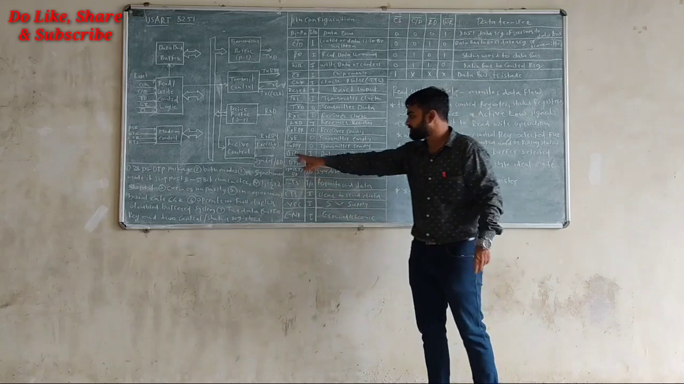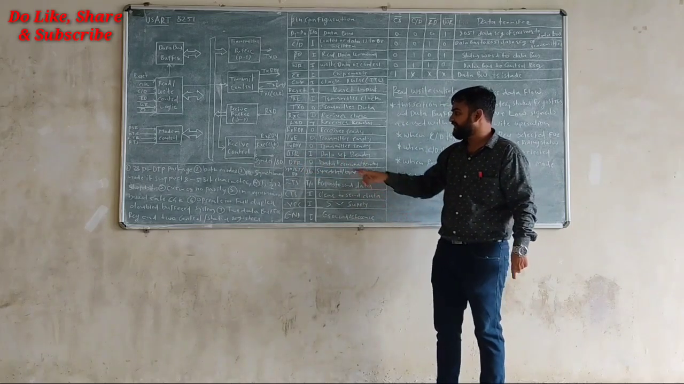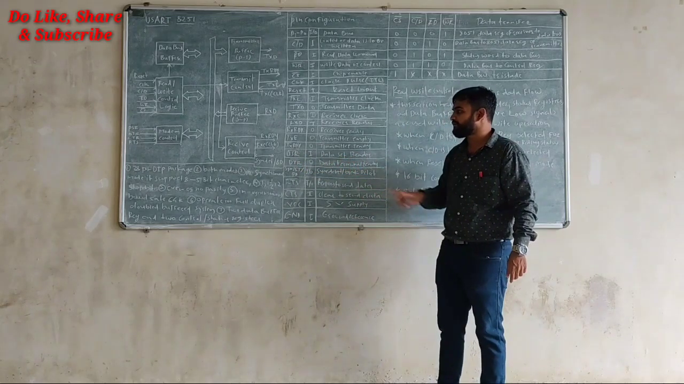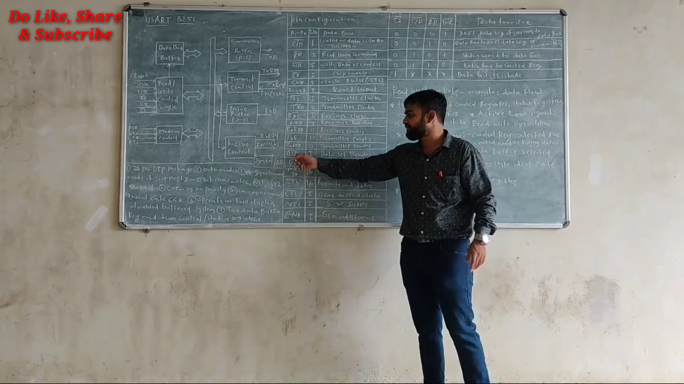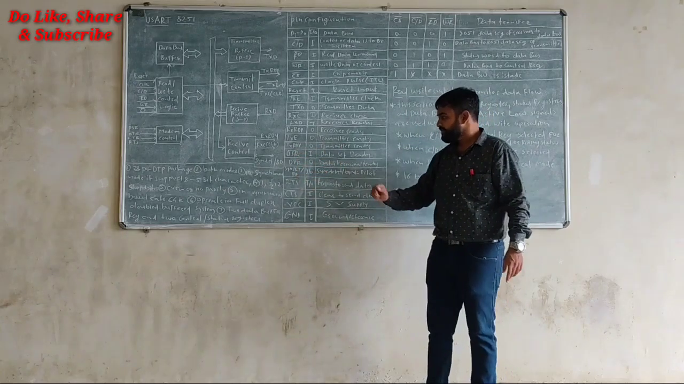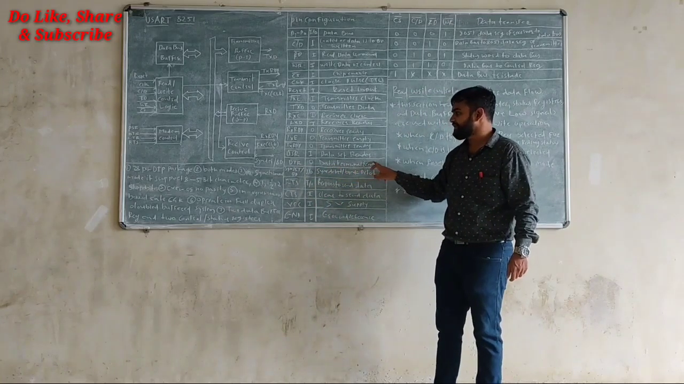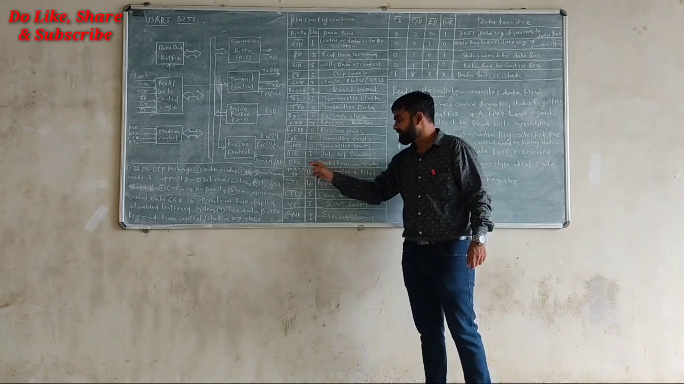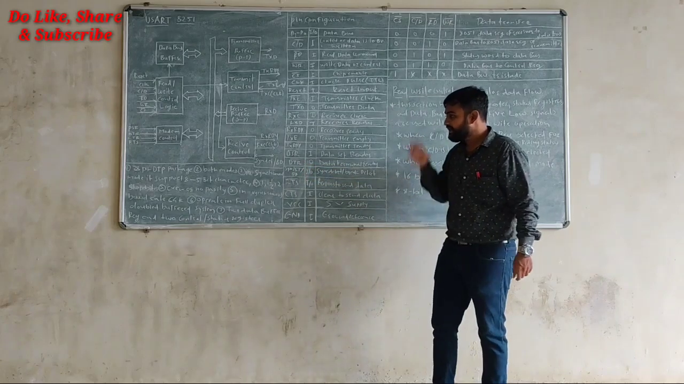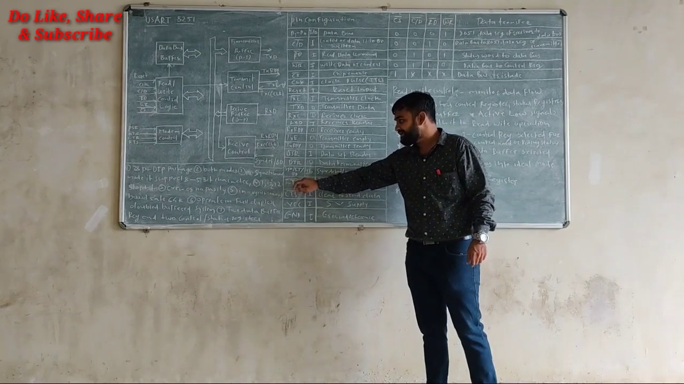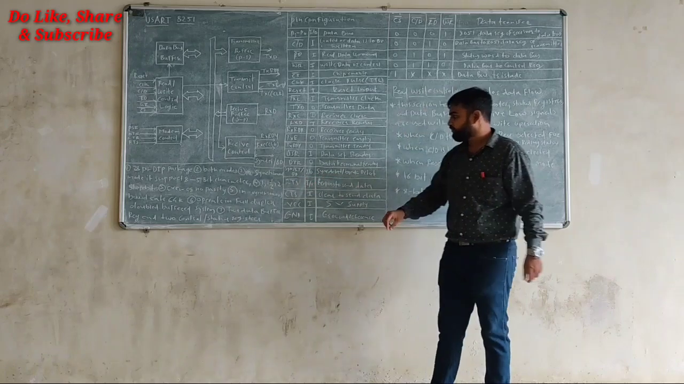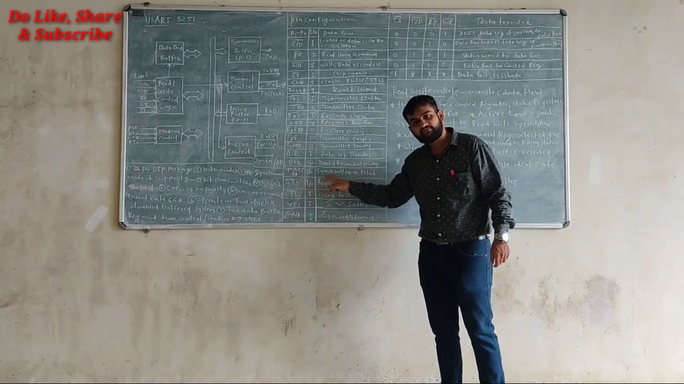Then we have DSR. DSR stands for data set ready. Whenever the data set is ready, at that time you set this pin, and it's an input pin. Then we have the DTR pin, that is data terminal ready. So when the data terminal is ready, at that time we will set this pin. Then we have SYNDET/BD. So this pin also plays a very important role.